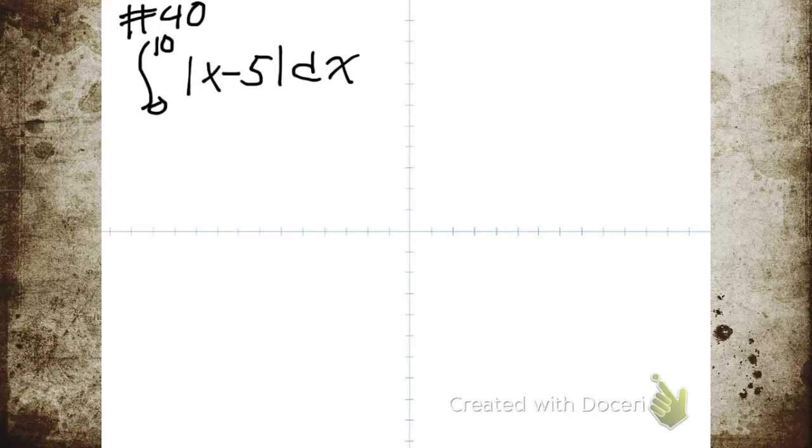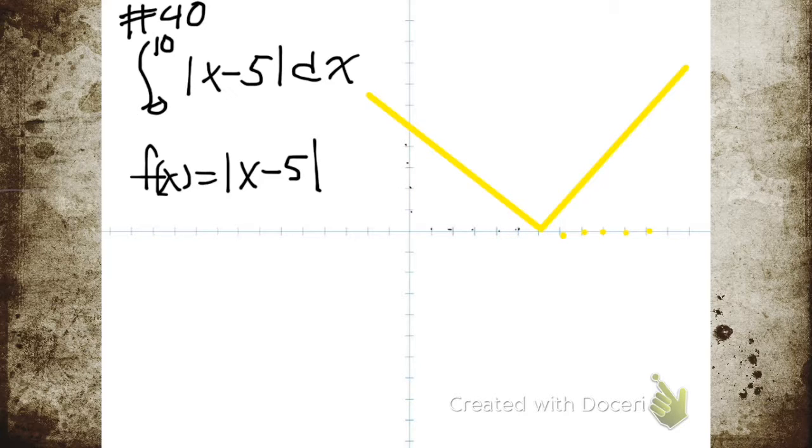So, we're looking at this guy, and they want us to find the area. They want us to evaluate that integral using the function. I just want to remind you that the function's on the inside. It's the integrand. So that function is f of x equals the absolute value of x minus 5. And what is that? That's the V shifted which way? To the right 5 units. And if we draw it, it looks like that.